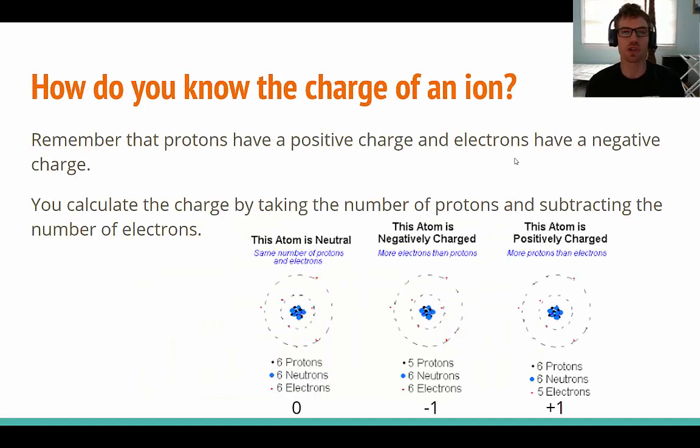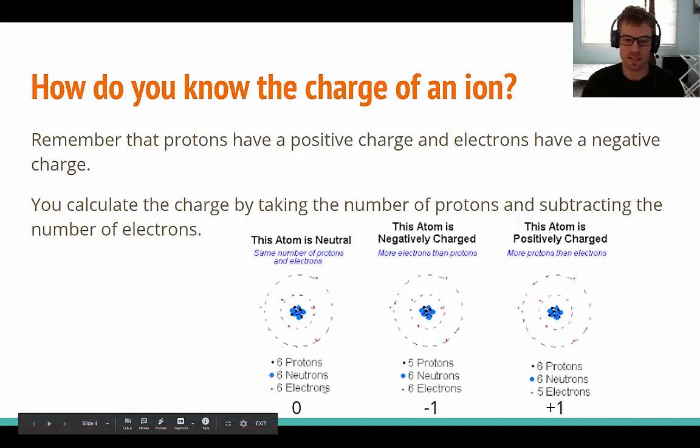How can we figure out the charge of an ion? So ions can either be positive or negative, right? And that's because protons are positive and electrons are negative. So we calculate the charge by taking the number of protons and subtracting the number of electrons. Because protons are positive, we have to subtract the number of electrons, which are negative. So for example, in a neutral atom, we're going to have 6 protons and 6 electrons. The neutrons do not factor into this. They don't matter because they are neutral.